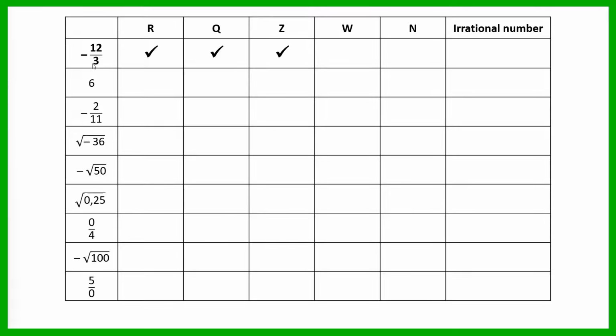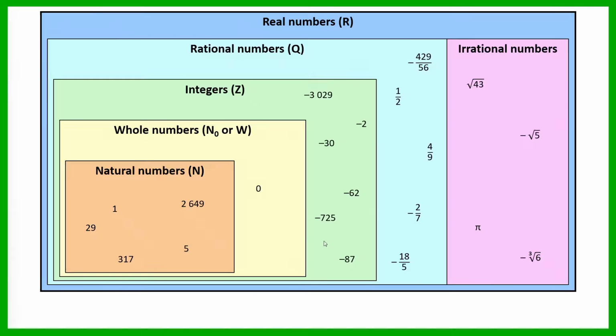Like in this example that's been done for you, if you look at it, 12 over 3 can be simplified to 4. Okay, 12 divided by 3 is 4. So this is negative 4. And that's why it has been checked over here for real numbers, because it is a real number. It's also a rational number because it can be written in the form a over b, but it is also an integer. Okay, now in the examples we were doing over here, none of the numbers we had in the integers were in the form of fractions, but that's because they were all in their simplest form.